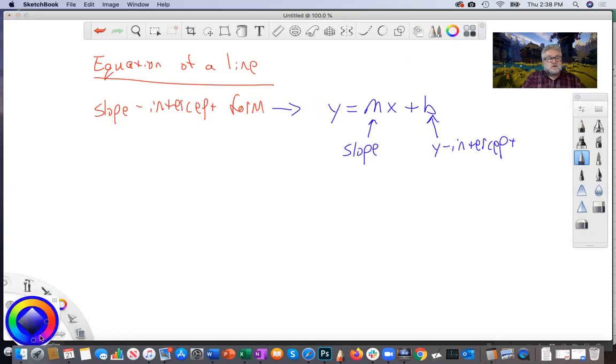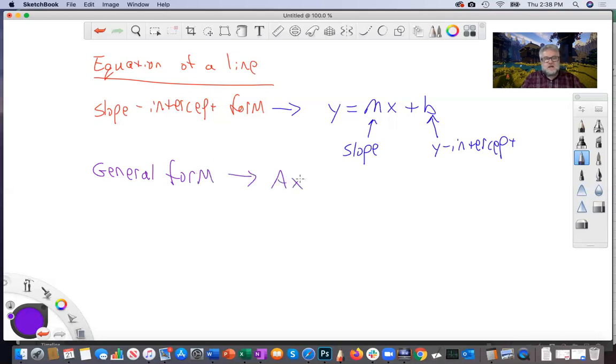Okay? Now there's another form of the line. Let me get another color so we're not confused. Okay, there is the general form of a line, and that is ax plus by plus c equals 0. Now, I can take this and I can do some algebra and make it look like this one up here if I want to. In fact, I will. If you give me in a general form, I'm going to change it to slope-intercept because this I understand.